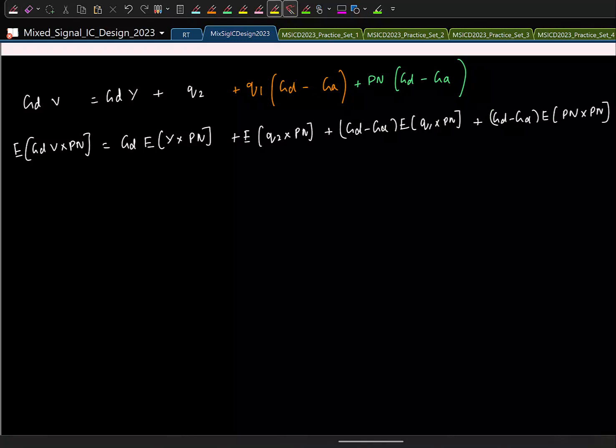I know that this is a random noise, a random signal. It has no correlation with my input. So what will happen to this? It will go to 0. This is a quantization noise; it has no relation with the PN sequence generated. What about this one? That will also go to 0. What about the last term? That will be 1. The sequence is correlated with itself, so if I take the signal correlated with itself, I will get 1.